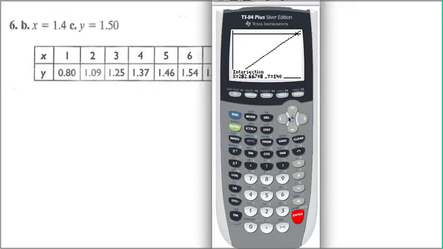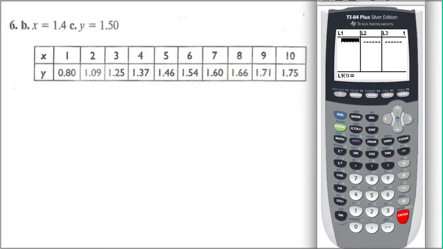And then we're going to have the same thing, x values 1, 2, 3, 4, 5, 6, up to 10. All right. Here, y values: 0.8, 1.09, 1.25, 1.37, 1.46, 1.54, 1.6, 1.66, 1.71, 1.75. All right, so that's what we have.